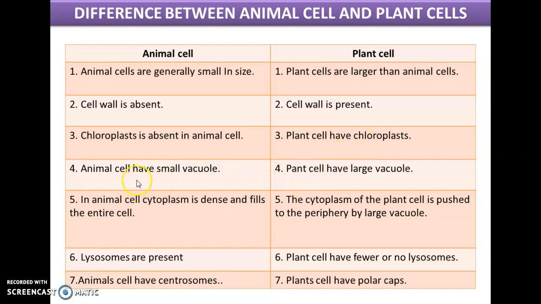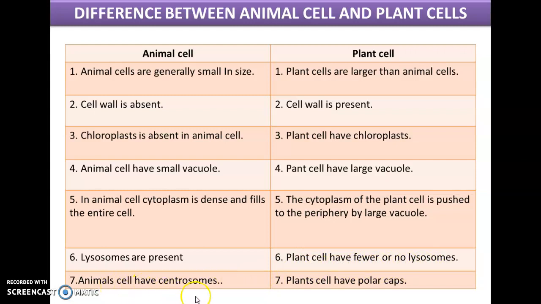In animal cells, the size of the vacuole is small, but in plant cell, the size of the vacuole is very large. In animal cell, the cytoplasm is dense and fills the entire cell. But in the plant cell, the cytoplasm is pushed to the periphery by the large vacuole which is present in the plant cell. In animal cell, lysosomes are present, but in plant cell, there are fewer or no lysosomes.